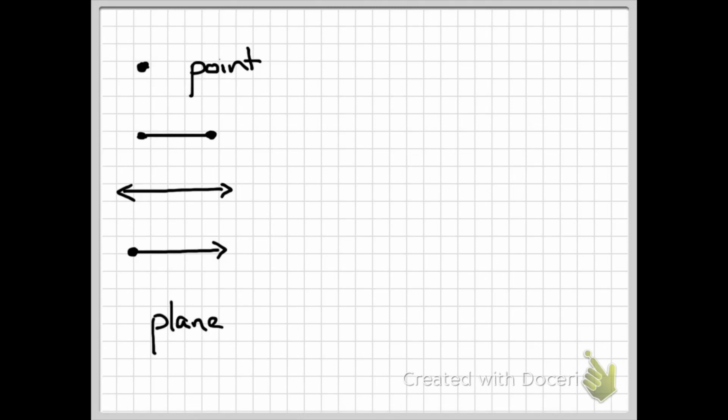All right, so let's talk about some of the things that we would see in geometry as intro. Some of your basic types of figures or shapes, I guess you could say. So the first thing we have is a point. A point would be an exact location in space.